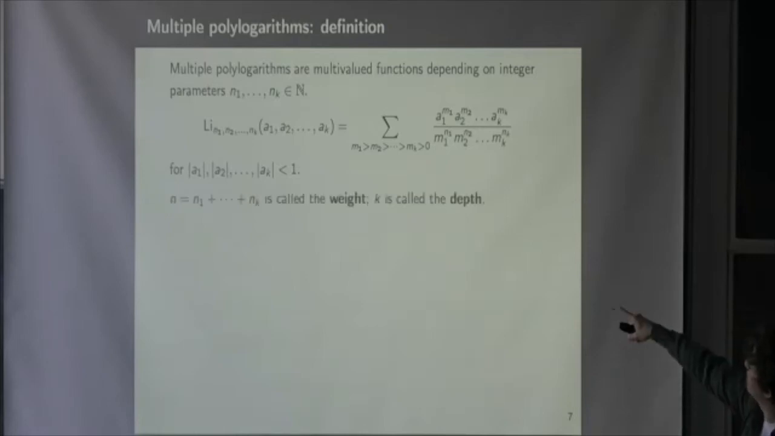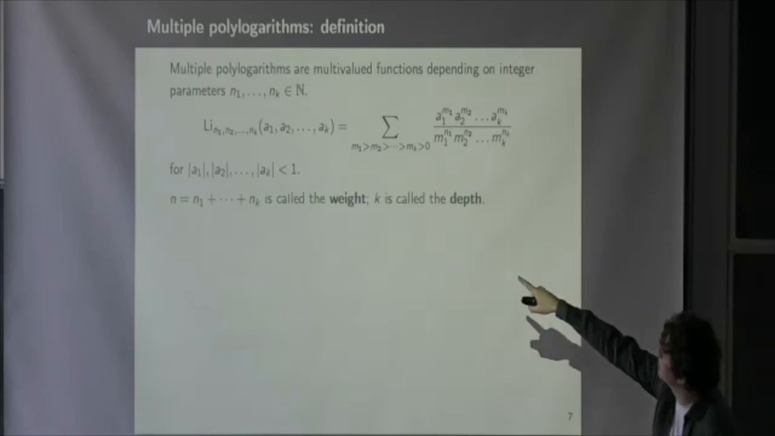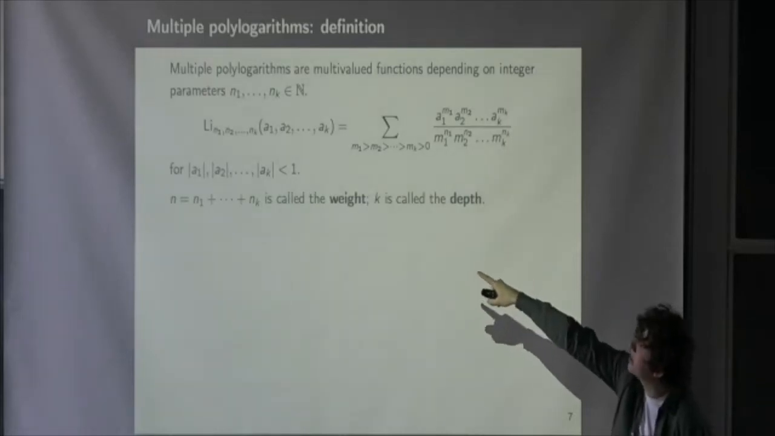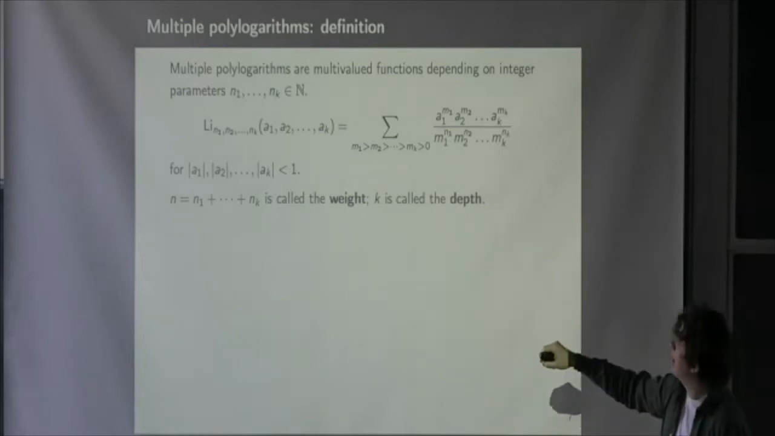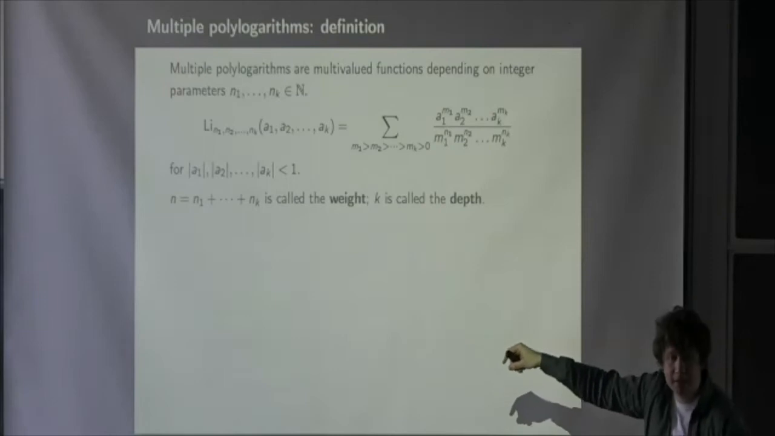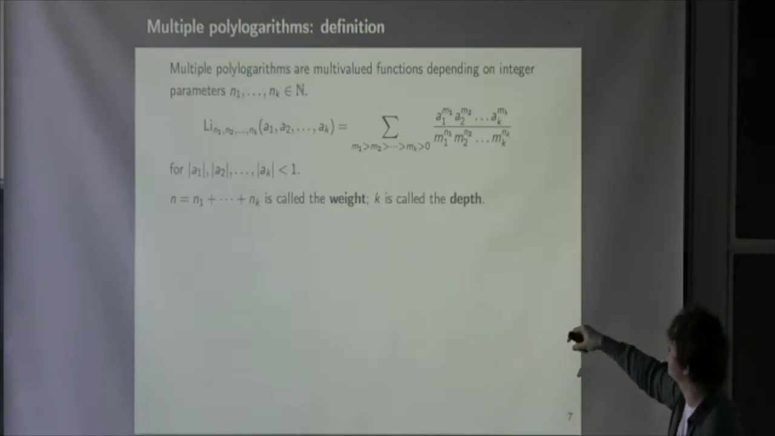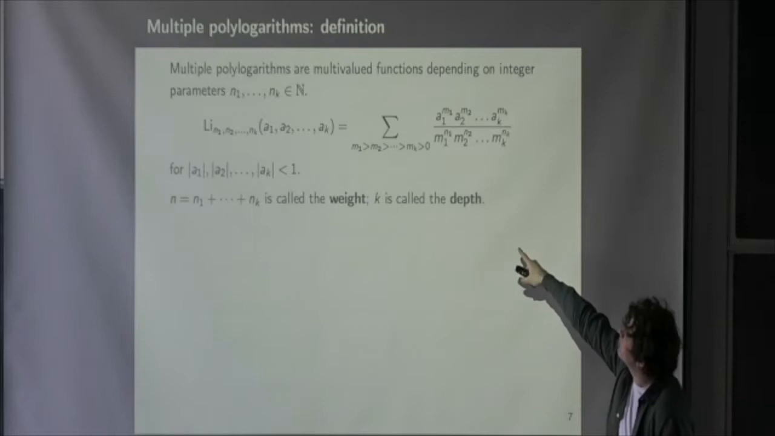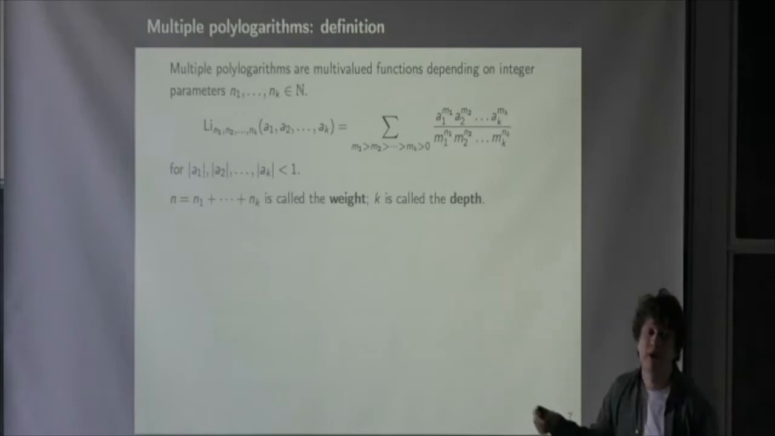So there are 2 kinds of parameters. These functions depend on integer parameters n1 up to nk. And their sum is called the weight. It has to do with motivic weight and weight in mixed Hodge structures. It's very fundamental. And the number k is much more strange. It's called depth, and that's just the number of arguments.